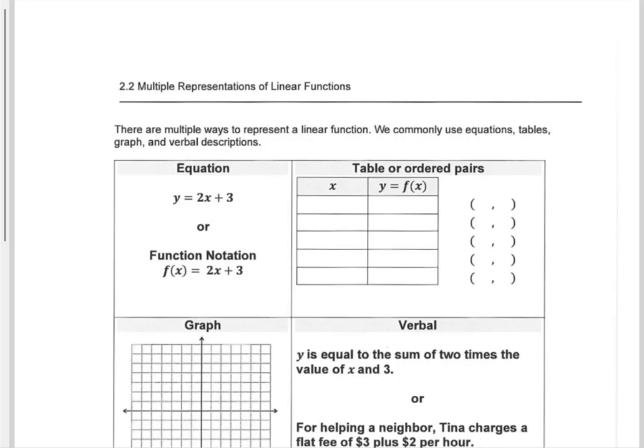Hi class, here is the second lesson for Unit 2. It's called Multiple Representations of Linear Functions.